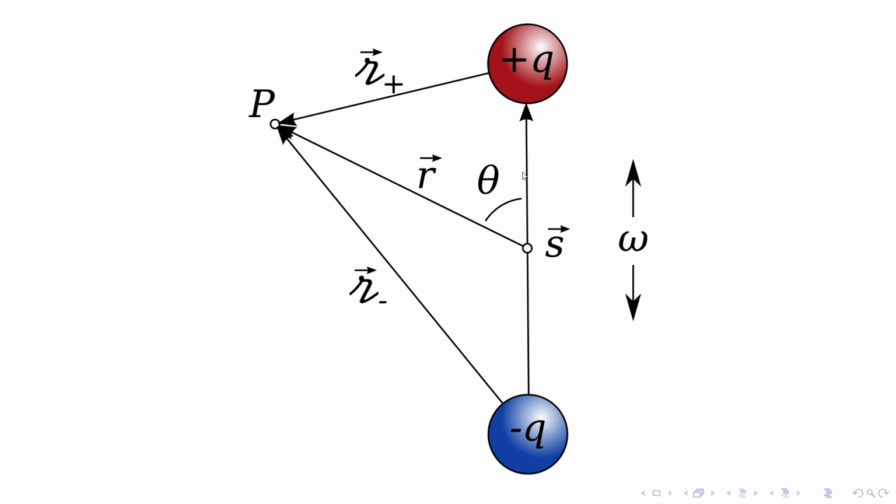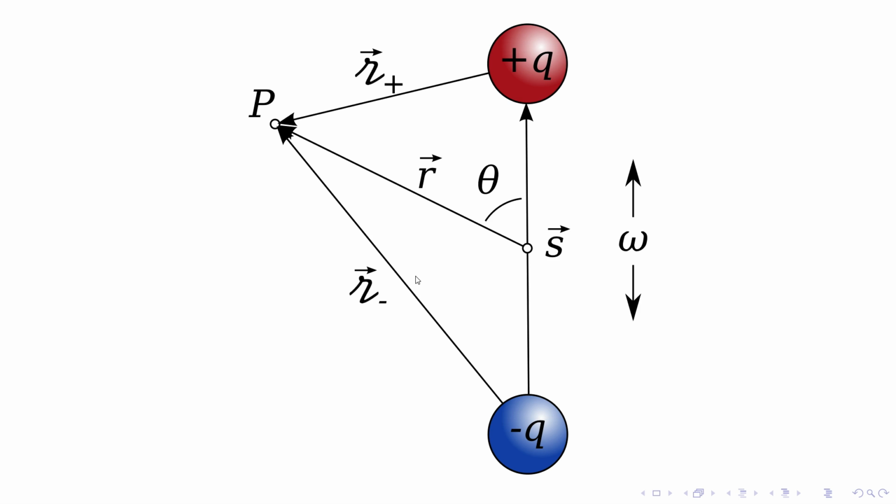All right, s. So s points from the negative charge to the positive charge. We're going to find the fields at a point P, which is actually very far away from these two charges. The vector r points from the center of the dipole to the point P, while curly r plus points from the positive charge and curly r minus points from the negative charge, or rather the top charge and the bottom charge. The angle theta here describes the angle r makes with the horizontal. We'll be working in spherical coordinates for the most part.